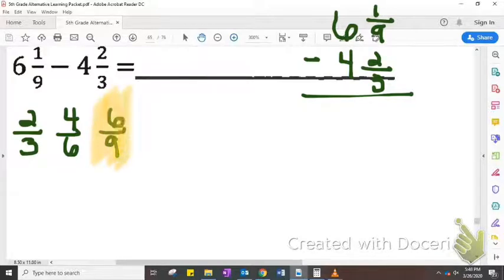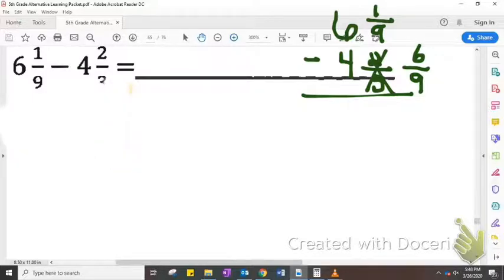I see right here that 6/9 has the same denominator. Okay, so this is 6/9 here. Okay, so we need to subtract 6 1/9 minus 4 6/9. We just can't subtract 6 from 1. So we're going to need to borrow from the 6.